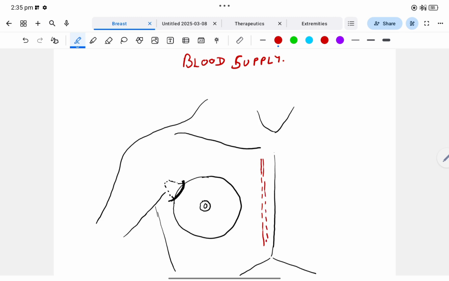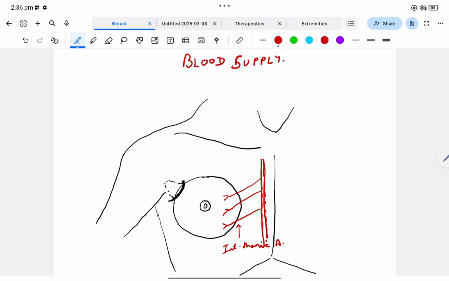Now this is the internal thoracic artery, and it is the branch of the subclavian artery. So it gives blood supply from the medial side. So these are the internal thoracic artery. Now the next supply is from the lateral thoracic artery, superior thoracic artery and the acromiothoracic artery, which are the branches of the axillary artery.